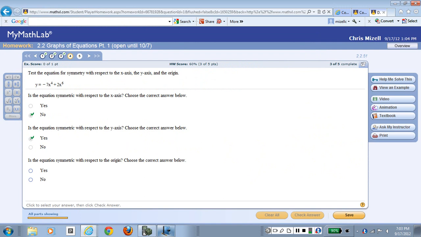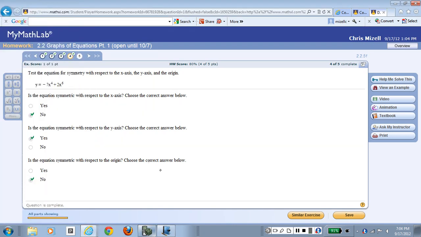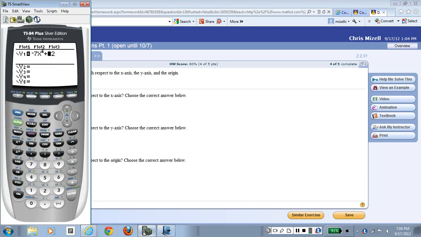And if MyMathLab was okay that we said no to the x-axis symmetry and yes to the y-axis symmetry, then we better say no to the origin symmetry, because it can't have exactly 2 out of 3 of these types of symmetry. So that's a no. You might look at the graph and see this particular one with the higher exponents. Sometimes it can be tricky to find a good viewing window. Negative 7x to the 4th plus 2x to the 6th.